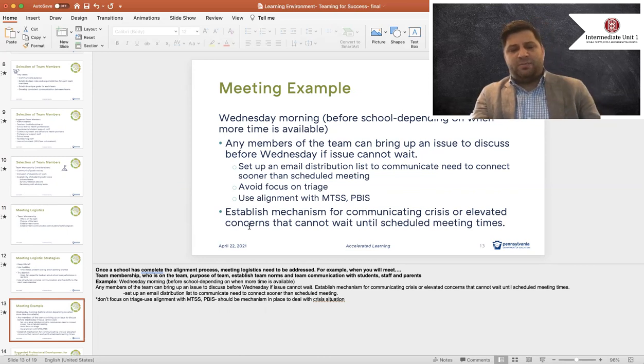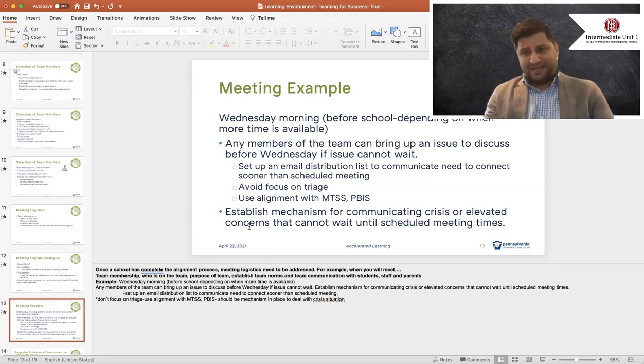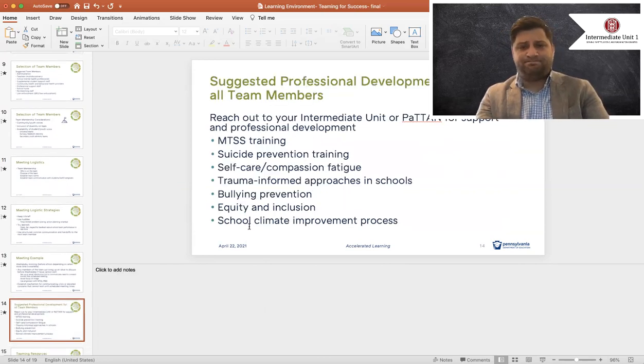And we also want to recommend that this team establishes a mechanism for communicating these crises or elevated concerns that cannot wait until scheduled meeting times. Again, is that through your email distribution list? Is that through a coded message that everybody sends that maybe means, hey, we need to have an emergency meeting before Wednesday morning? Whatever it may be, that would be one of those norms that is established by this team.